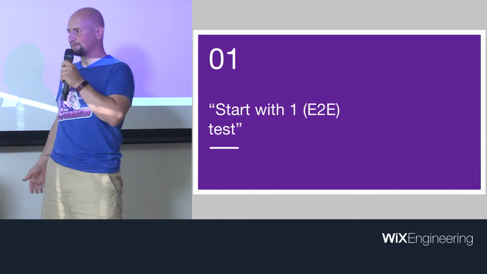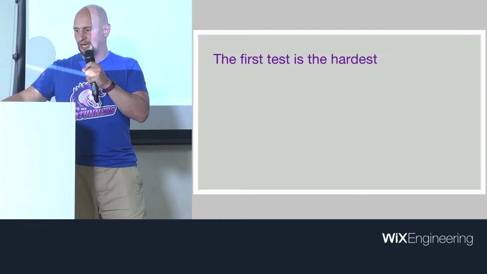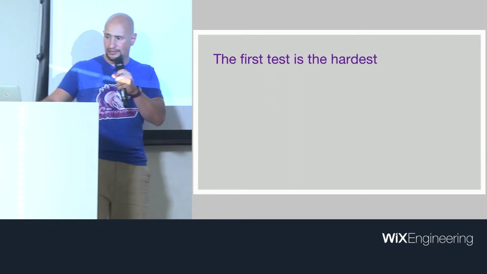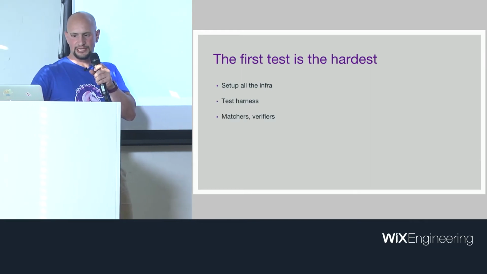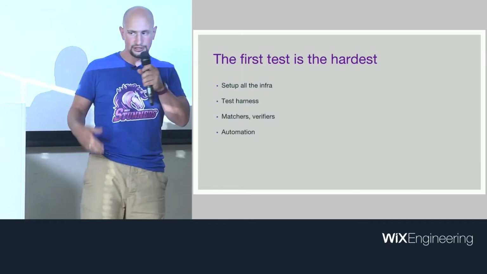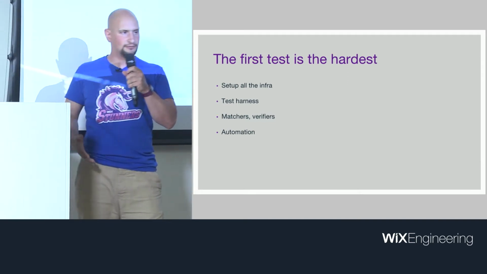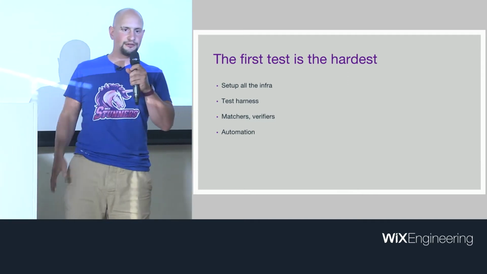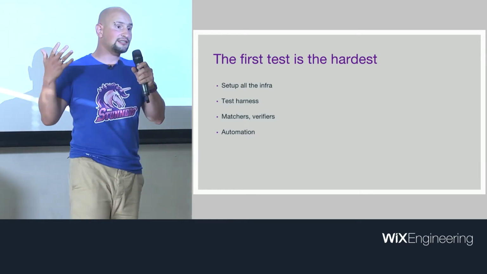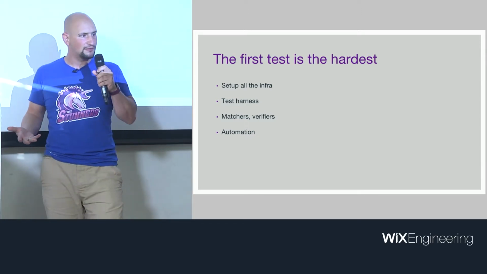Now this is kind of expensive, okay? The first test is the hardest thing that you need to do, because basically you need to set up all of those things. You need to set up automation, you need to set up all the infrastructure. It takes time. Test harnesses, matchers, everything that you need in order to get this test to run. And that's kind of a bummer, okay?